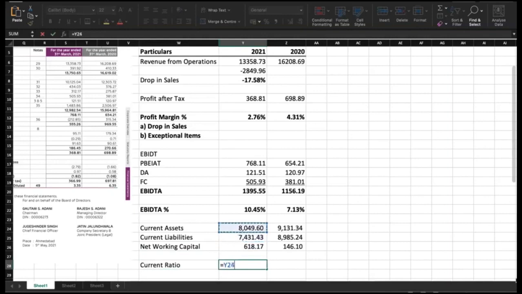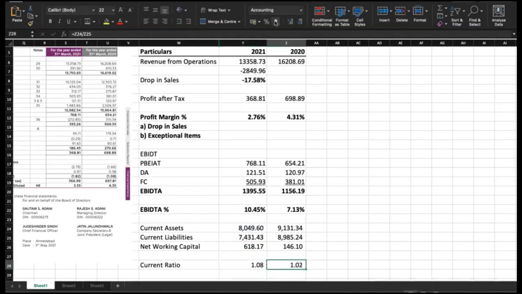We'll calculate current ratio now. Current ratio is nothing but current asset divided by current liability. It is 1.08. In the previous year it is 1.02. So actually their liquidity position, it appears as it has improved marginally, because from 1.02 it has improved to 1.08, and that is also evident by looking at this net working capital. That is, in the previous year long-term funds contributed for created current assets is only 146.1 crore, whereas in the current year it is 618.17 crore. That is the contribution of long-term funds for creating this current assets.